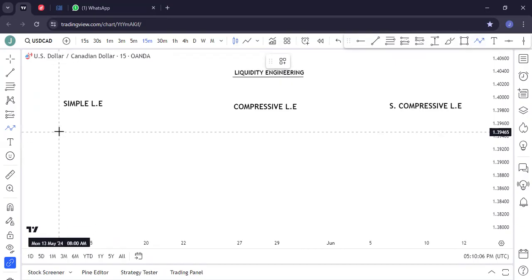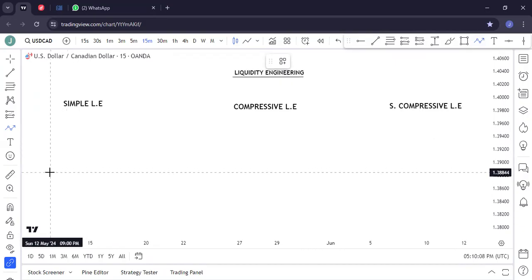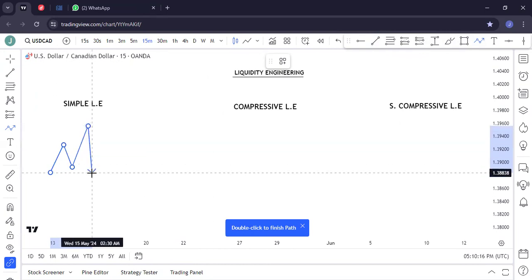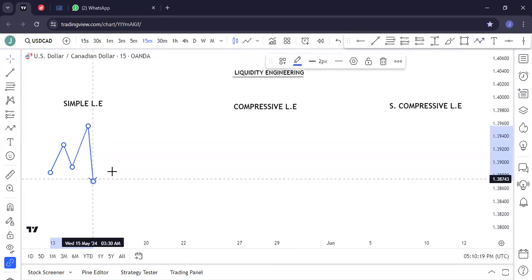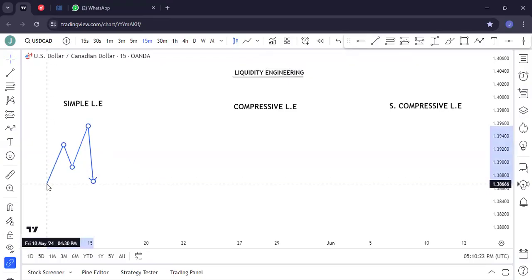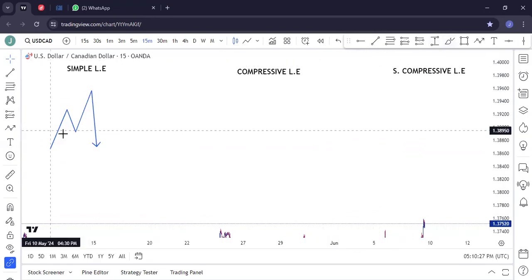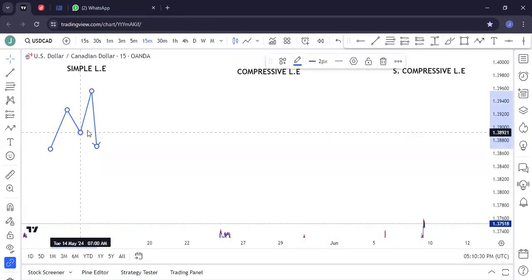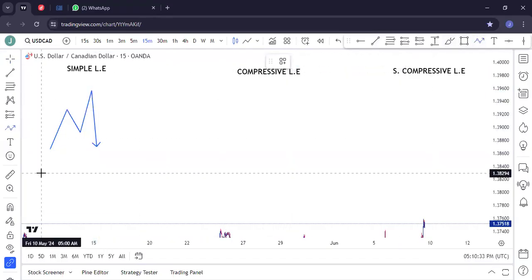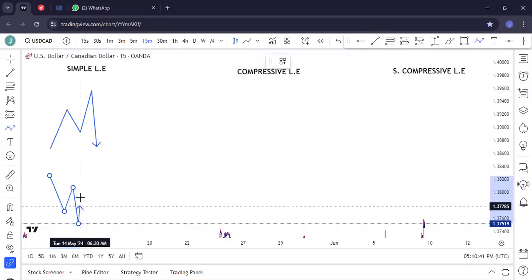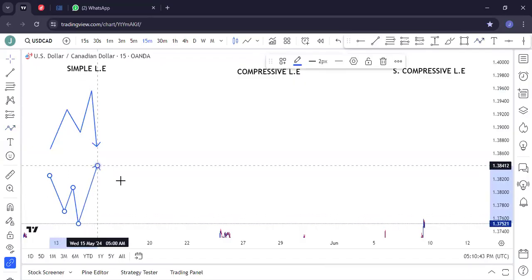Here is how. In simple liquidity engineering, the market only creates the break of structure, then the change of character. So this is what we call simple liquidity engineering, and this is in a bullish market structure. In the bearish market structure is where the market creates the break of structure and the change of character, like this one.